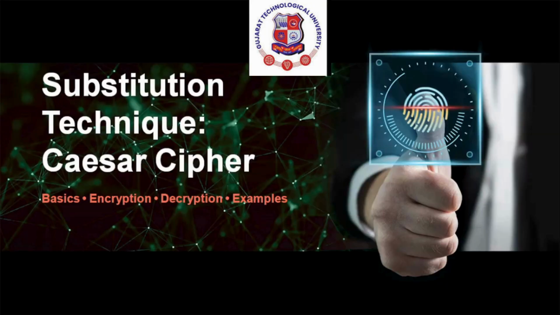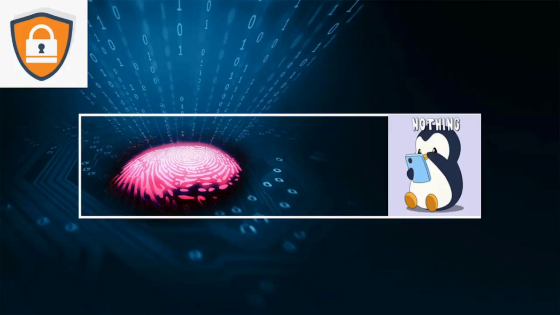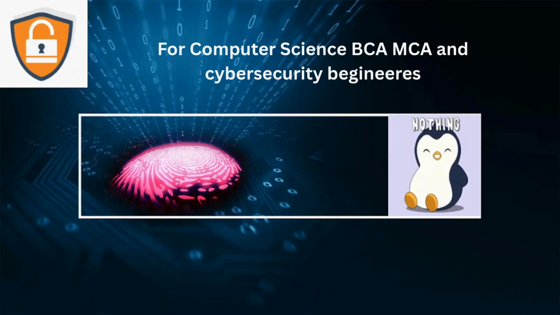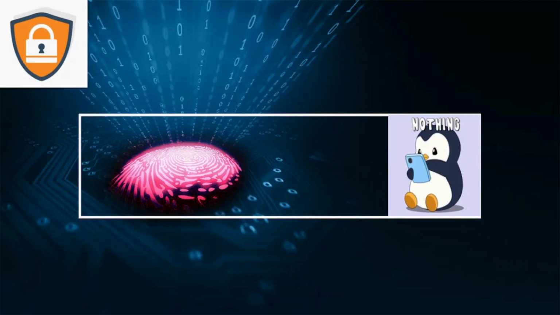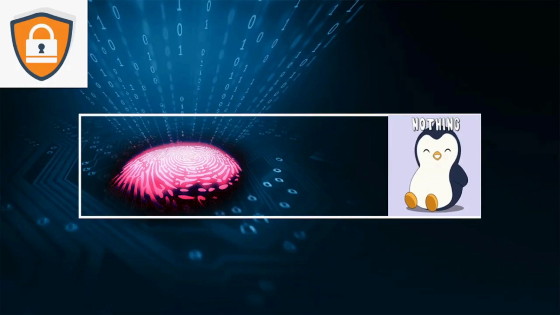In today's video, we are going to learn one of the most important and fundamental topics in cryptography, known as Caesar Cipher, which is a type of substitution cipher. This topic is very important for computer science, BCA, MCA and cybersecurity beginners because it helps you understand how encryption and decryption actually work at the basic level. So without further delay, let's get started.